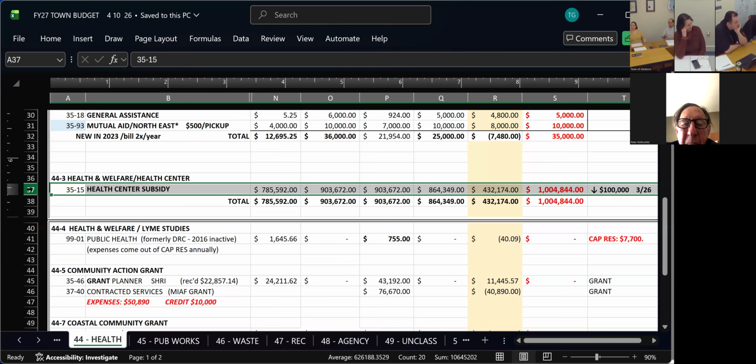Yeah, so there are two different numbers for the roads. There is the capital reserve, but there is also budgeted money in public works. So the budgeted money in public works is still there. That has not been cut.